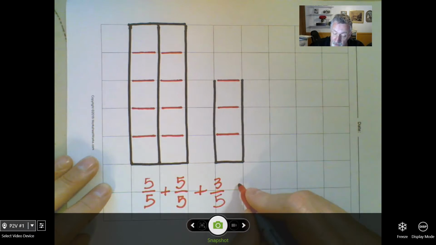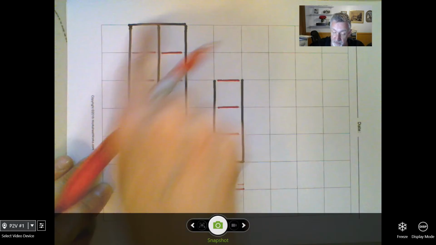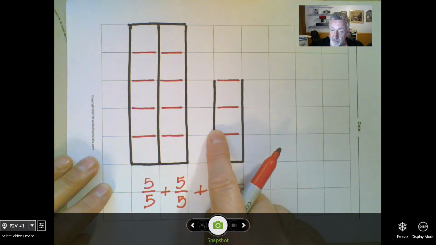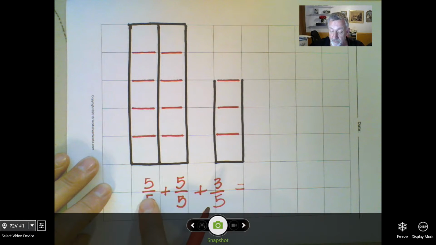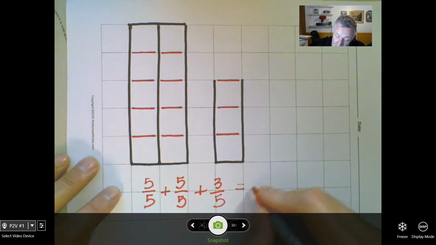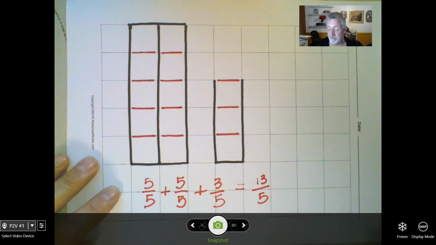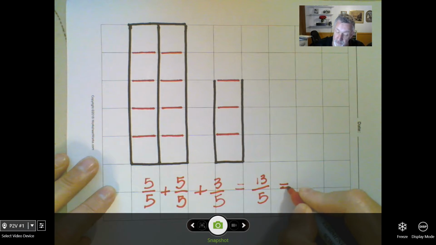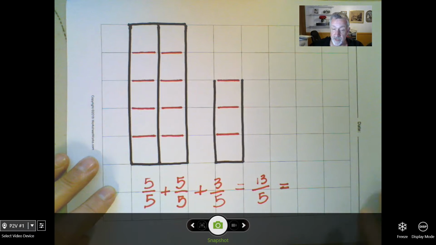So one way that we can look at this example is to say that we have 5, 10, 13/5. But there is another way, and I'm going to put another equal sign because these are all equivalent expressions.